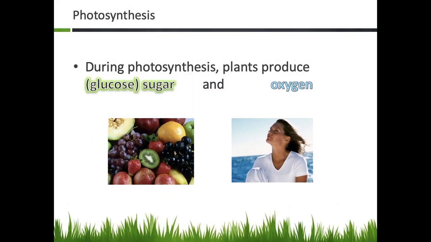During photosynthesis, plants are able to produce 2 products. One is glucose, sugar, and 2 is oxygen. This is where our major food source comes from. Plants make glucose, sugar for us in the form of fruits and veggies and starches, and the oxygen that we breathe.